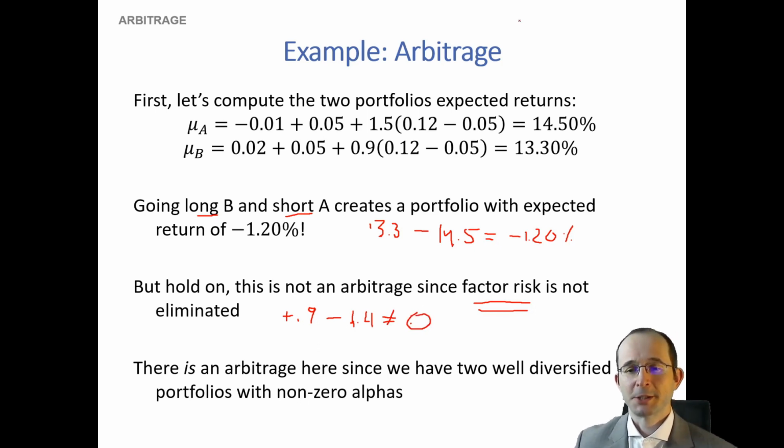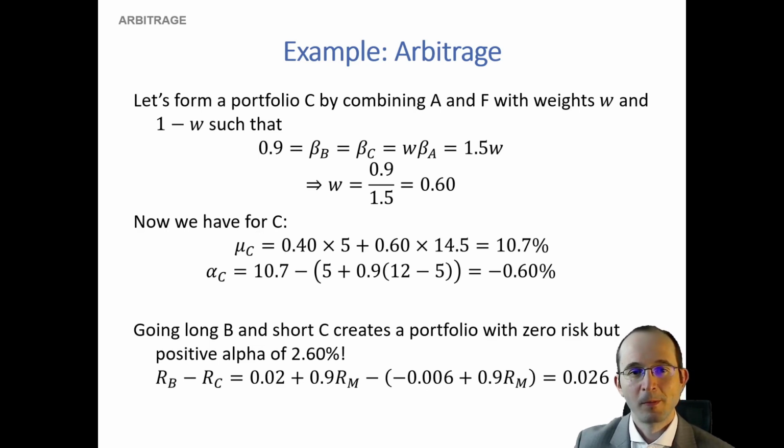But there must be some arbitrage trade that we could carry out, right? We have two well-diversified portfolios. They have non-zero alphas. Let's borrow the intuition from our second arbitrage example, and let's actually construct a new portfolio. So let's say we're going to form a new portfolio C, and we're going to do this by combining portfolio A with the risk-free asset F. And we're going to do this such that we actually get a beta equal to the beta of portfolio B.